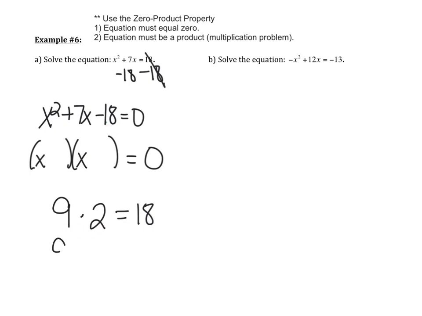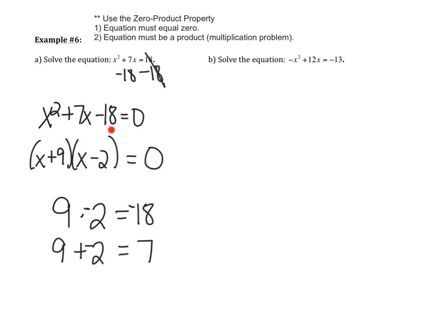If I take 9 plus 2, how would I make that a positive 7? Which number would have to be negative? So the 2 would have to be negative in order for us to get a positive 7 in the middle. So the 2 is negative. So when I set it up in my parentheses, I would have to have a plus 9 and a minus 2. So again, when I do that middle term, 9 times x is 9x, and x times negative 2 is negative 2x, which would combine to give me 7x in the middle.